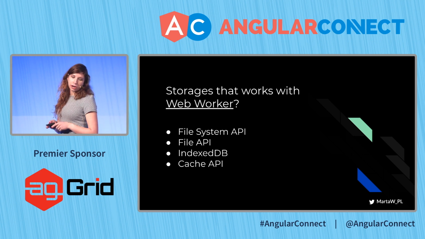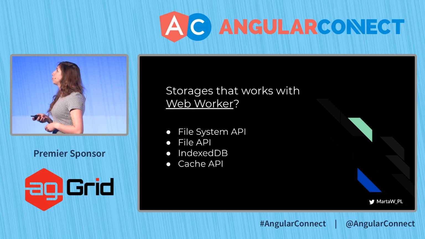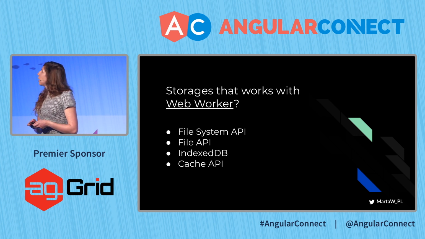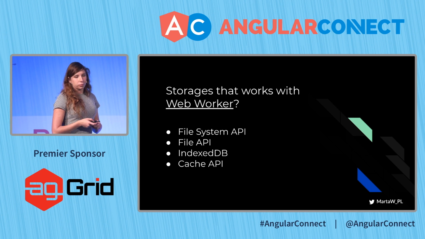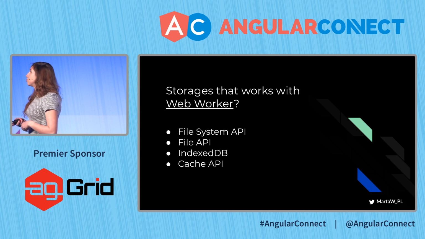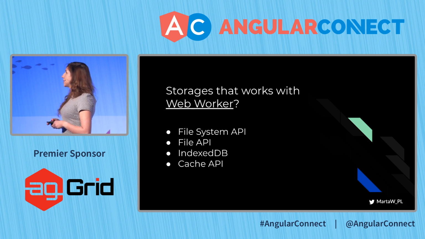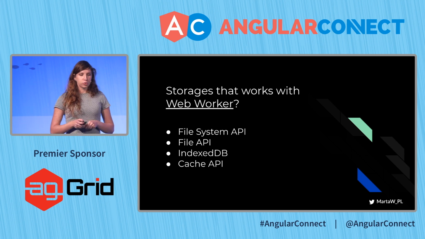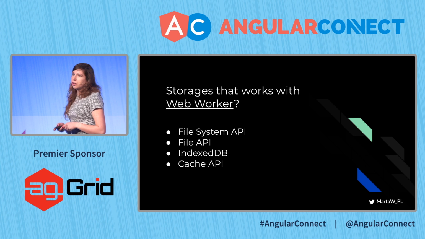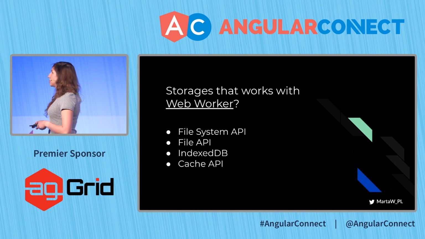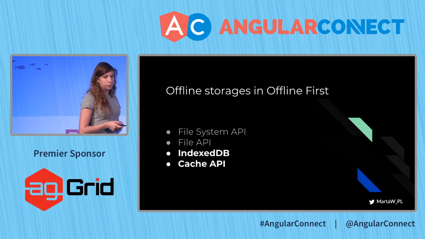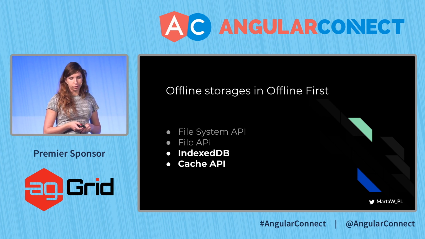So there are alternatives. You can use, for example, File System API or File API. They support web workers. File System API doesn't have much power outside of Chrome, and it's sandboxed, which means that you can't get native file access. File API is a little bit better because of browser support, and includes interfaces like File API, Blob API, or File List API. But particularly in our offline-first apps and PWAs, we use IndexedDB and Cache API.